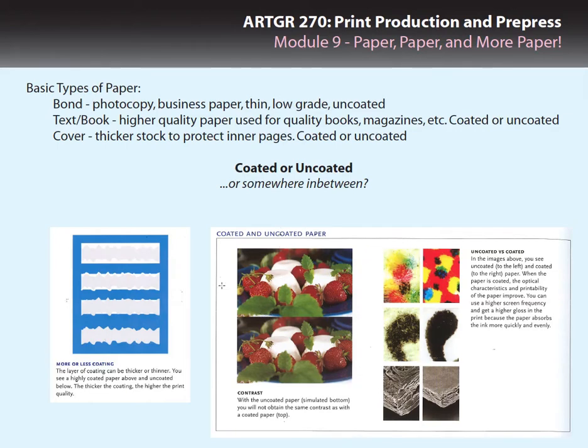And here's just a photograph. The top one is coated paper, the bottom one is uncoated, simulated. So it's just a little bit less saturation in color and less sharpness.